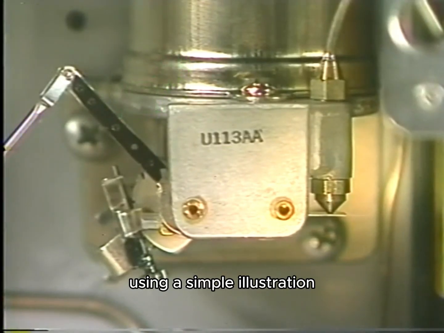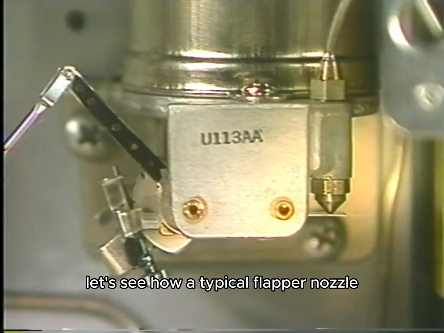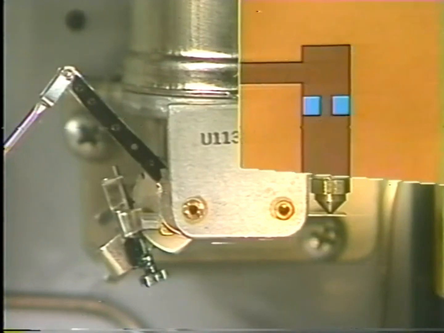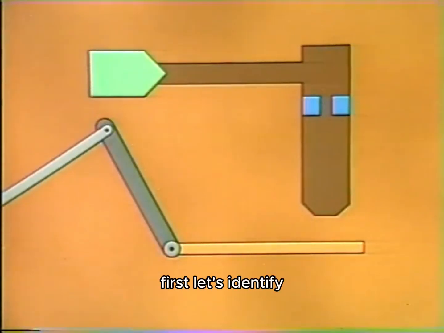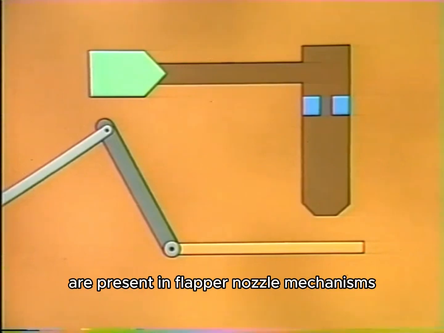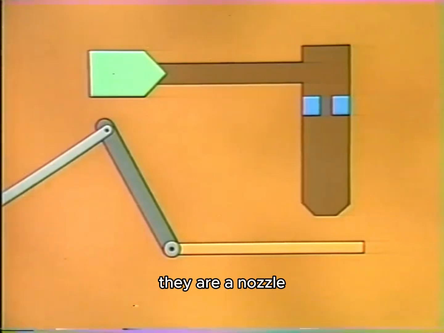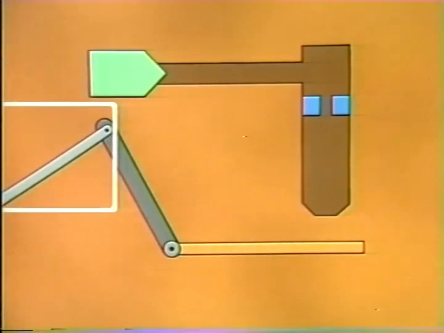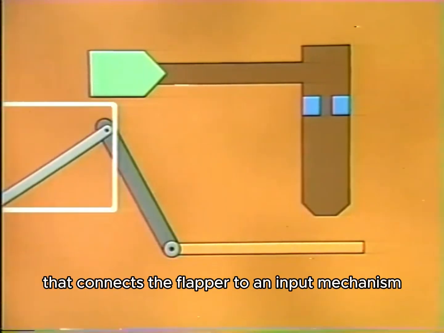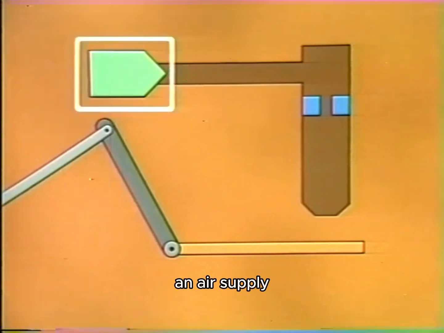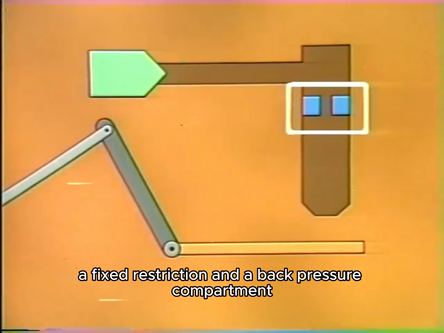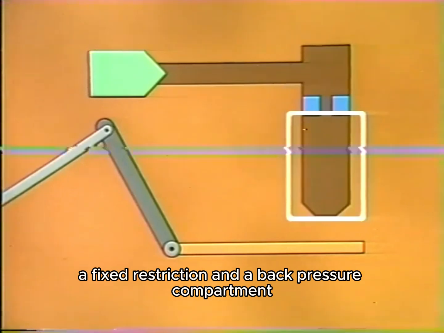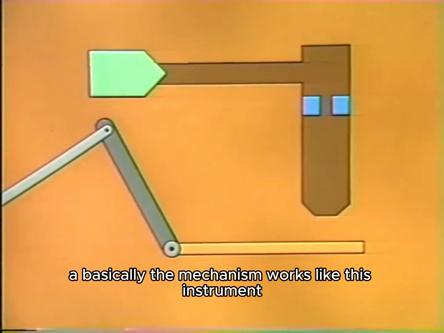Using a simple illustration, let's see how a typical flapper nozzle error detector mechanism works. First, let's identify the elements that are present in flapper nozzle mechanisms. They are a nozzle, the flapper, a link that connects the flapper to an input mechanism, an air supply, a fixed restriction, and a back pressure compartment. Basically, the mechanism works like this.